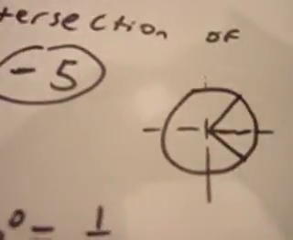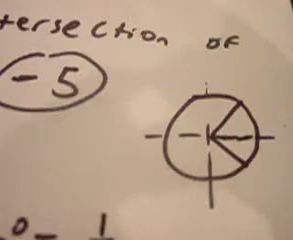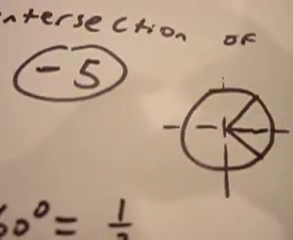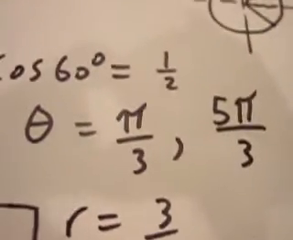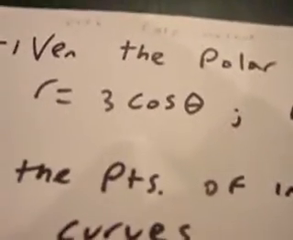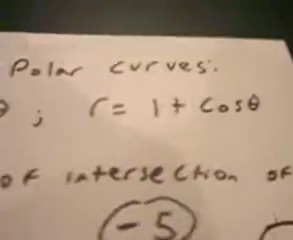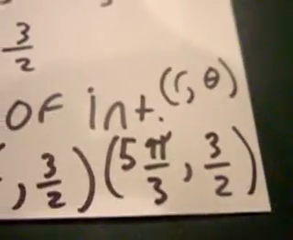If you draw your little unit circle, you see that the cosine of pi over 3 is equal to the cosine of 5 pi over 3. So those are the two values of theta for which the two curves intersect. If you plug in pi over 3 or 5 pi over 3 into your original equations, you get r equal to 3/2 in both. Thus, the points of intersection for these two curves would be (pi over 3, 3/2) and (5 pi over 3, 3/2). And that concludes my BC corrections.